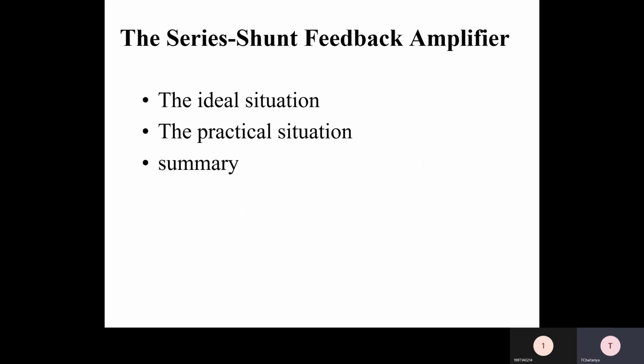The series shunt feedback amplifier. For this one, the input side is series and the output side is shunt feedback amplifier. The ideal situation, the practical situation and the summary we will see now.